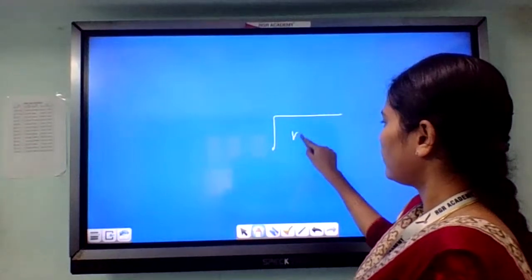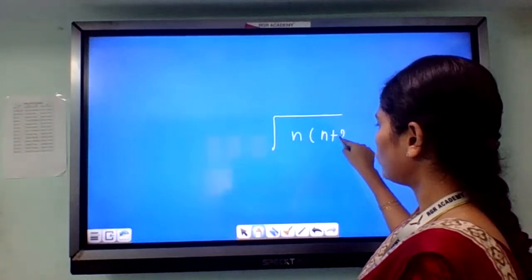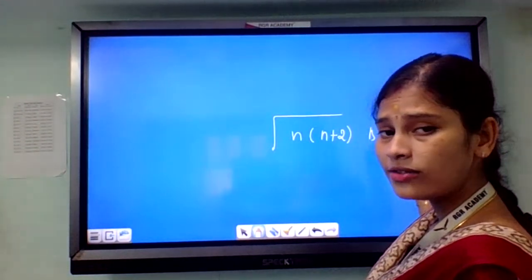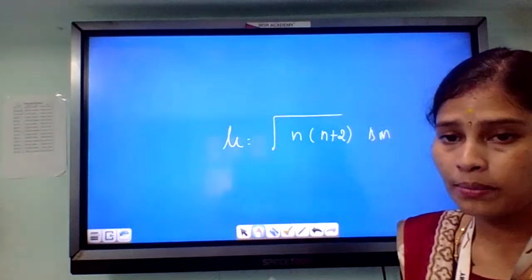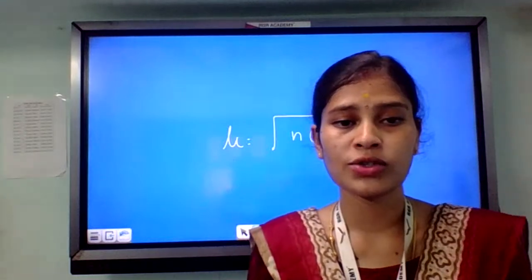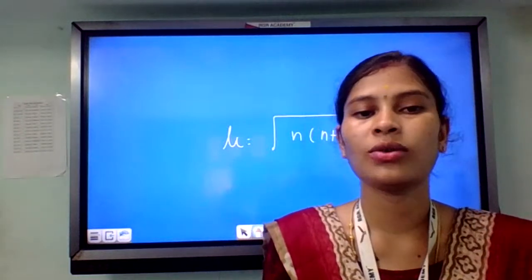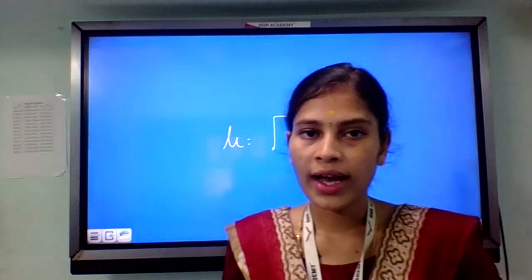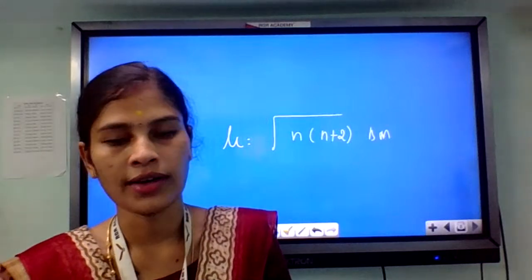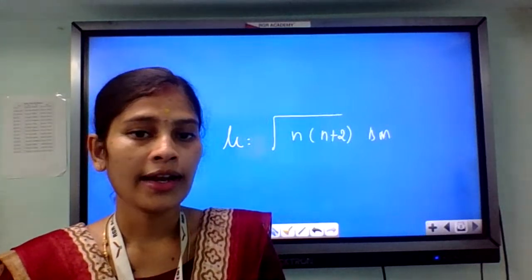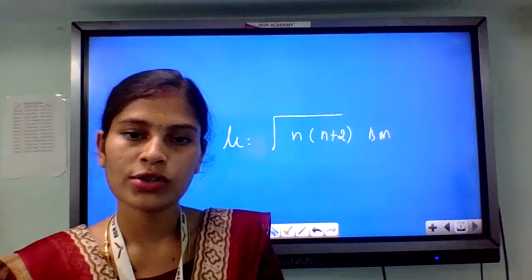It's root of n into n plus 2 Bohr magneton. These are all very, very important formulas. Many students will make the mistake of writing n into n plus 1 instead of n into n plus 2. These are all silly mistakes you can avoid. I can't teach everything in this session, so we are only discussing the important topics where you will make mistakes, and how to rectify them and boost your score.